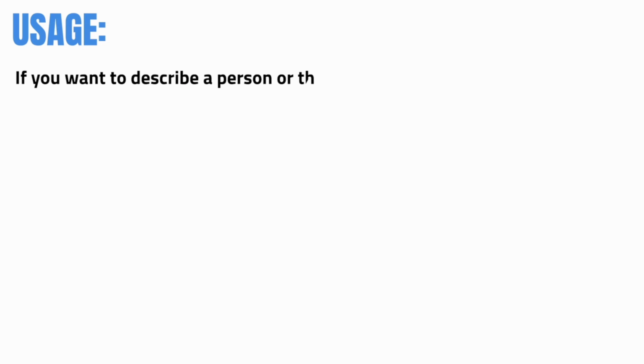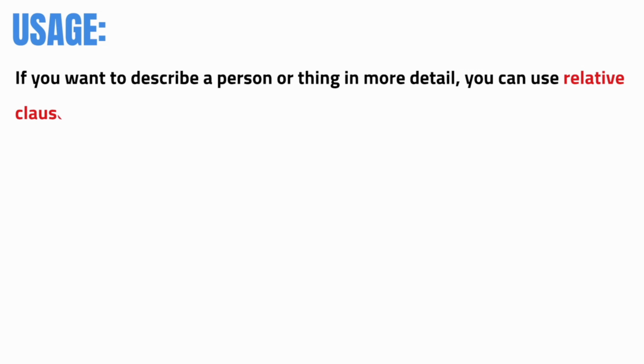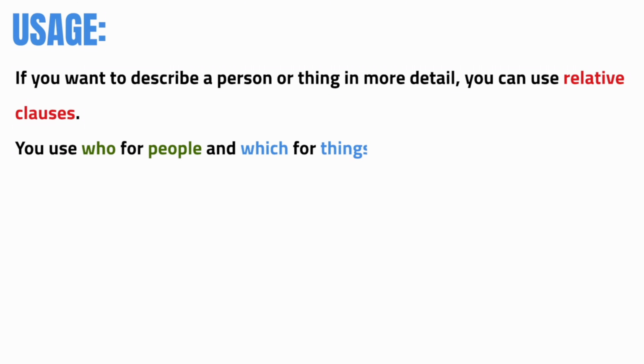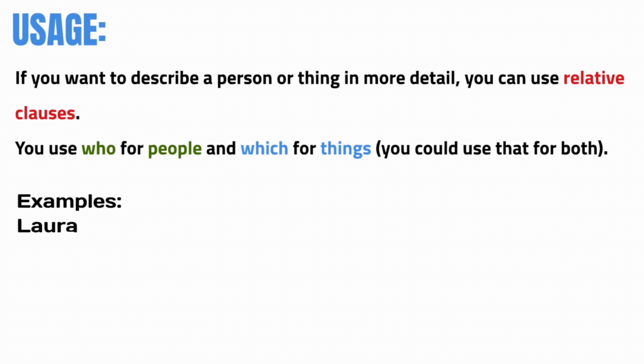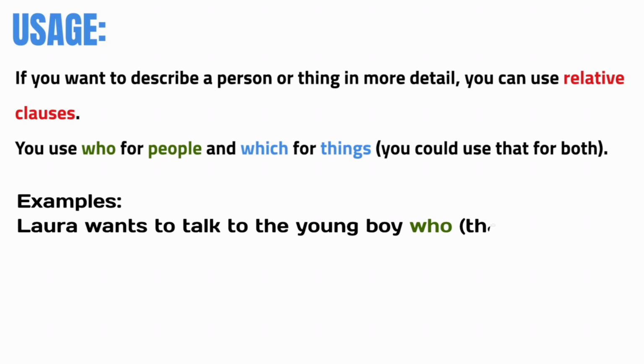So, first of all, we are talking about the usage. When do you use relative clauses? If you want to describe a person or a thing in more detail, you can use relative clauses. You use who for people and which for things. You can use that for both people and things. It's like a joker.